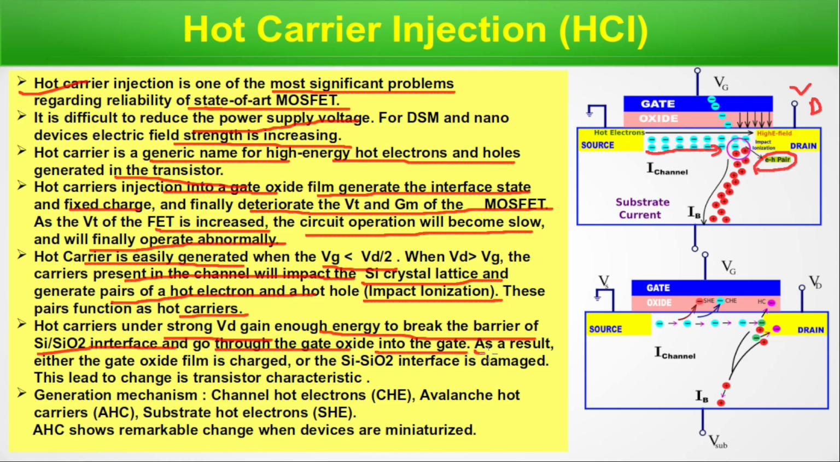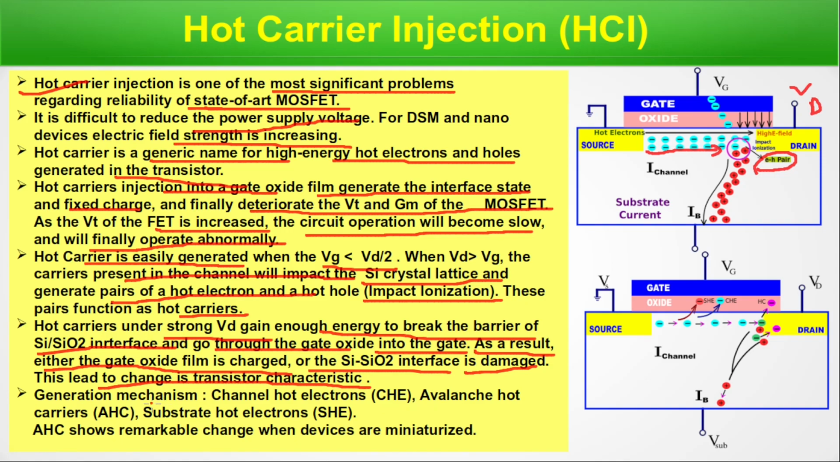As a result, either the gate oxide film is charged or the silicon-silicon dioxide interface is damaged. These lead to a change in transistor characteristics. Hot carriers are generated and VD is high enough to break the barrier of the silicon-silicon dioxide interface and go through the gate oxide into the gate. If they overcome this barrier and move through the oxide, we get gate current and the silicon-silicon dioxide interface is damaged. At device level, the performance gets changed.